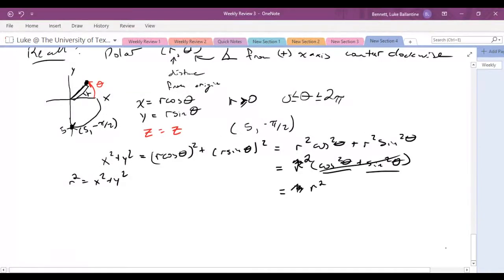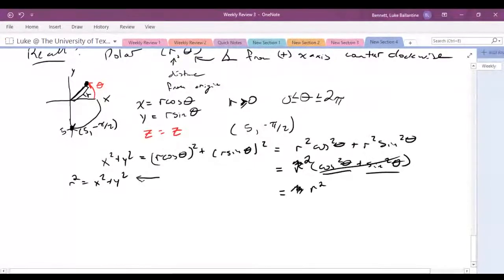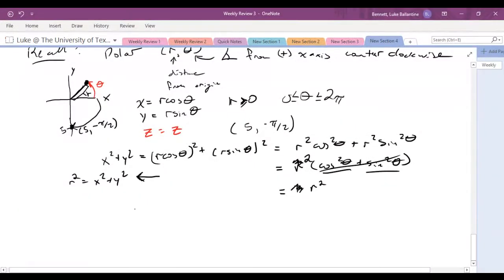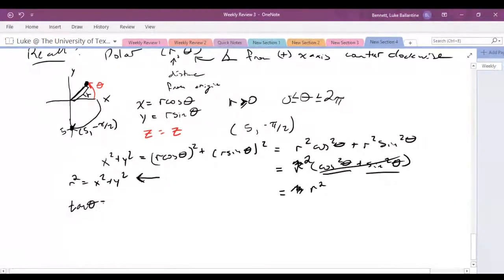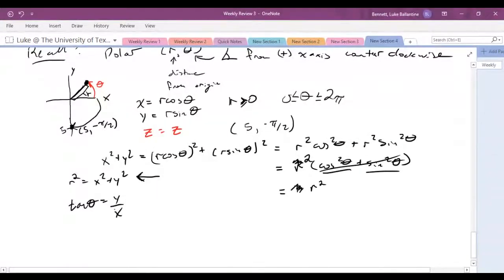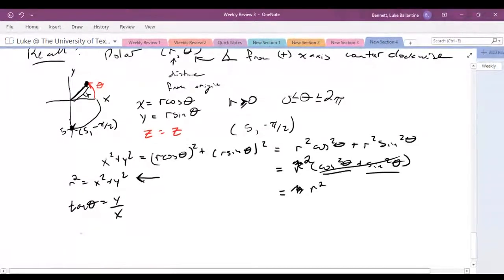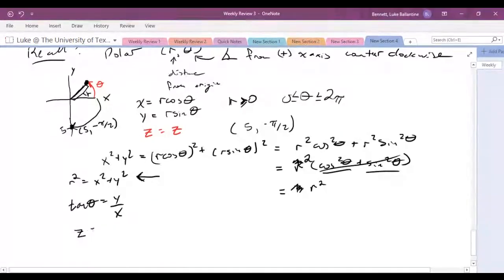And then if you're given a point x comma y, a good way to find its radius would just be to use this, right? Just to find the distance from the origin, it's the Pythagorean theorem. Now, if we have a point x comma y and we want to find the angle from the positive x-axis, we can do tangent of theta equals y over x, right? We already knew that from trigonometry. And then, of course, if you're given some z value and you want to find the cylindrical z value, it's itself.